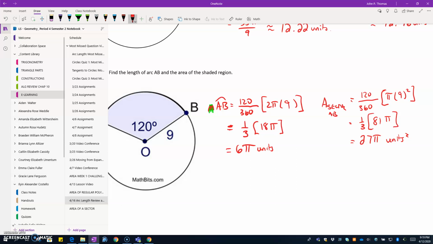Tonight's 5-problem homework set has very similar problems. They're going to focus on the new topic, which is area of a sector, because that is the new skill. The old skill of arc length, I chose not to assess in this homework set.